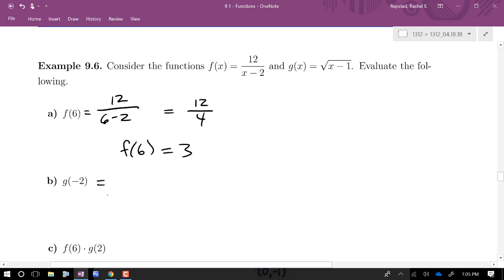G of negative 2. So I'm going to plug in negative 2, but I have to make sure I'm using the g function. So we have the square root of negative 2 minus 1, and we get the square root of negative 3. Something weird happens here, though.